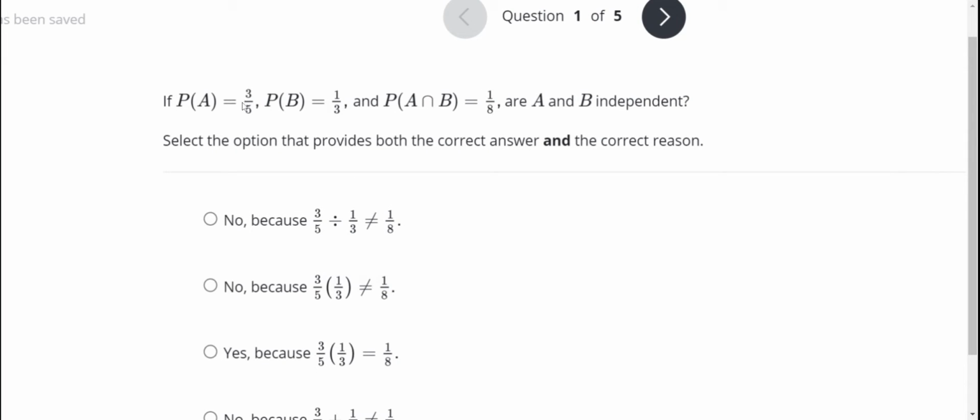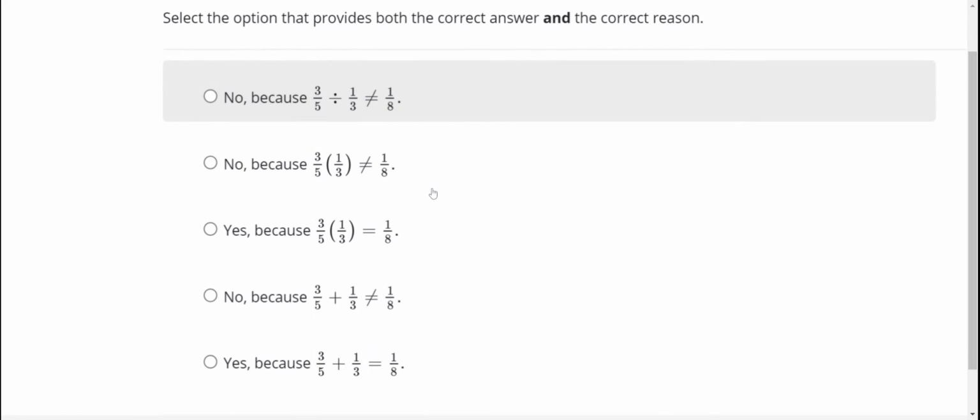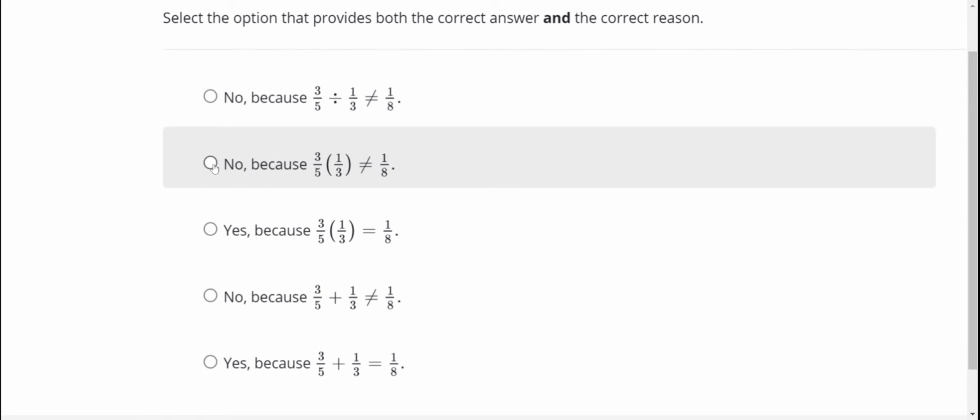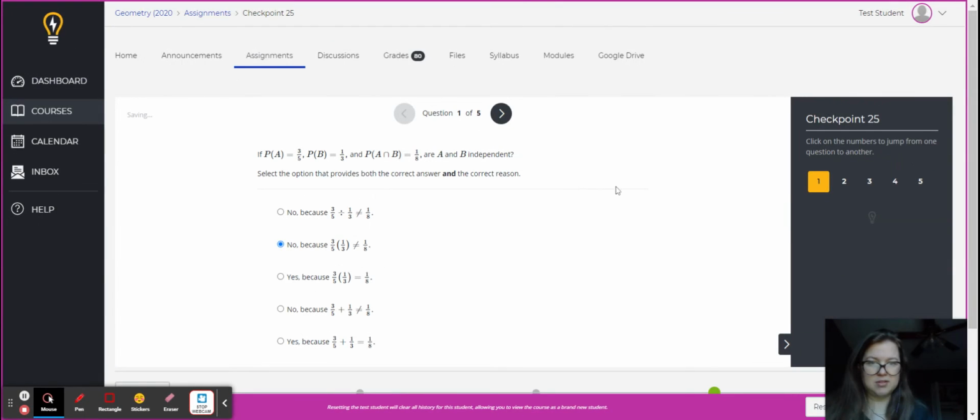So look, we have 3/5 and we're supposed to multiply it by 1/3. Notice that those 3's will cancel out and what's left is a 1 on the top and a 5 on the bottom. So it should be 1/5, but they're saying that their intersection is 1/8. That means it is not independent. So no, because when you multiply them, it is not 1/8 where it's supposed to be.